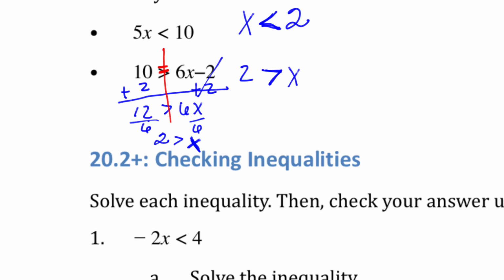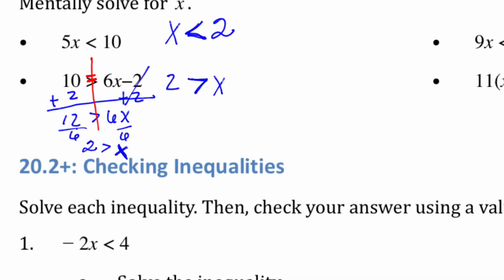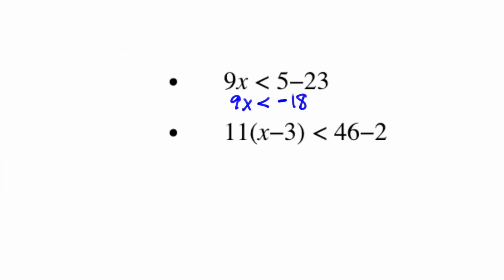All right, can we go to the next column now? Okay, wait, what did you say? 9. So let's see here. So right now, 9 is greater than negative 18, correct? So what do we need x to be? Negative 2. So x needs to be less than negative 2.